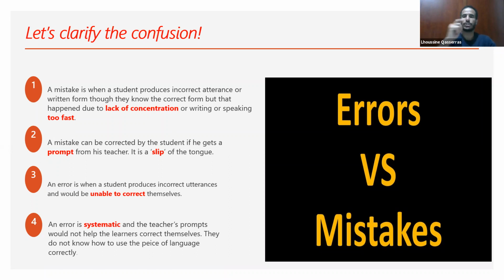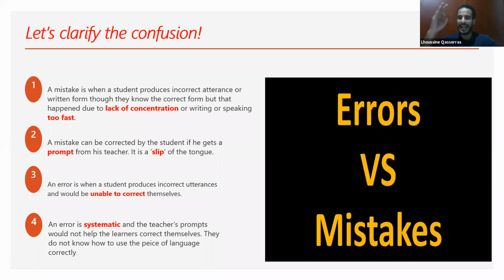Great. Now the second term, which is an error, number three. An error is when the student produces incorrect utterances and would be unable to correct themselves. I give an example. Teacher, Bob play tennis every day. Look, Muhammad. Bob, he, she, it. So remember? Teacher. So Bob play tennis. No, Muhammad. Look, he, she, Bob play. Bob play. The learner cannot correct himself. So it's a mistake. It's an error.